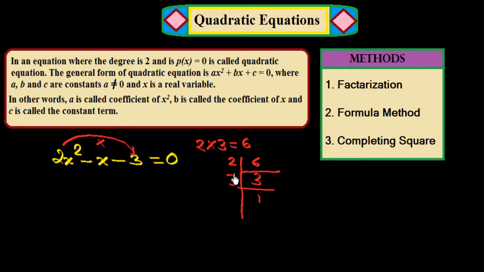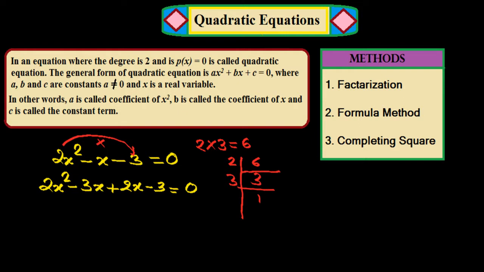Now you see the coefficient of the middle term is minus 1. We can get this through minus 3 plus 2, which is minus 1. So we can write it in this way. We will split the middle term: 2x square minus 3x plus 2x minus 3 is equal to 0. Because minus 3x plus 2x is minus x, we are getting the same thing here. We have split the middle term.